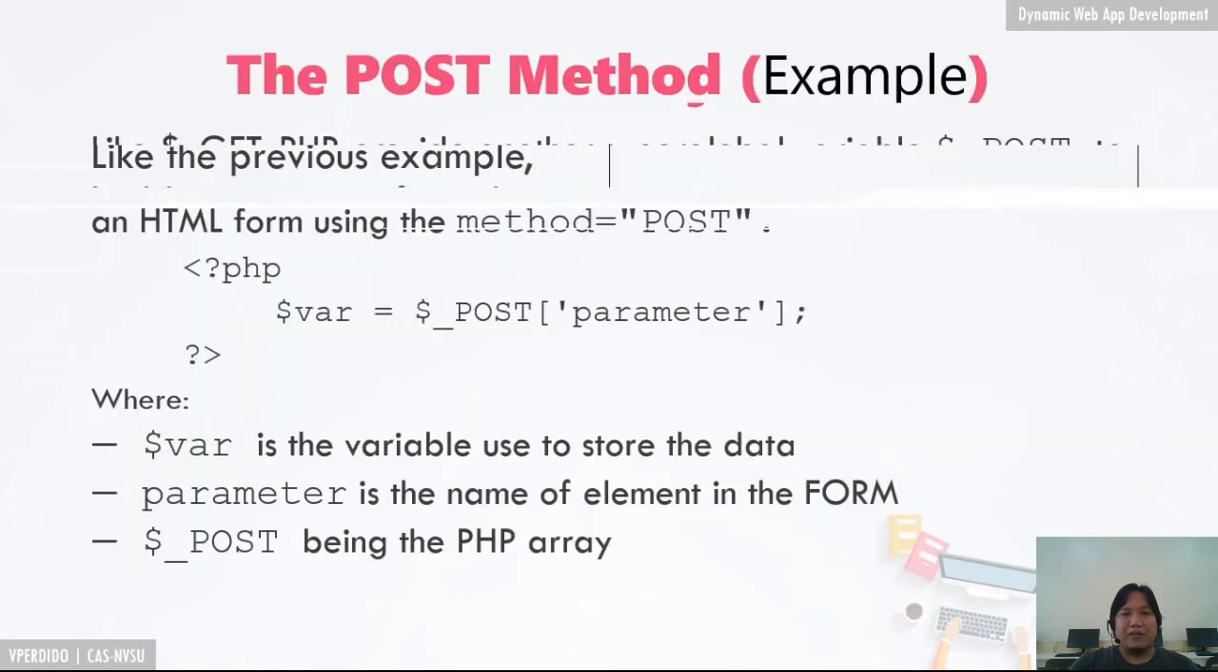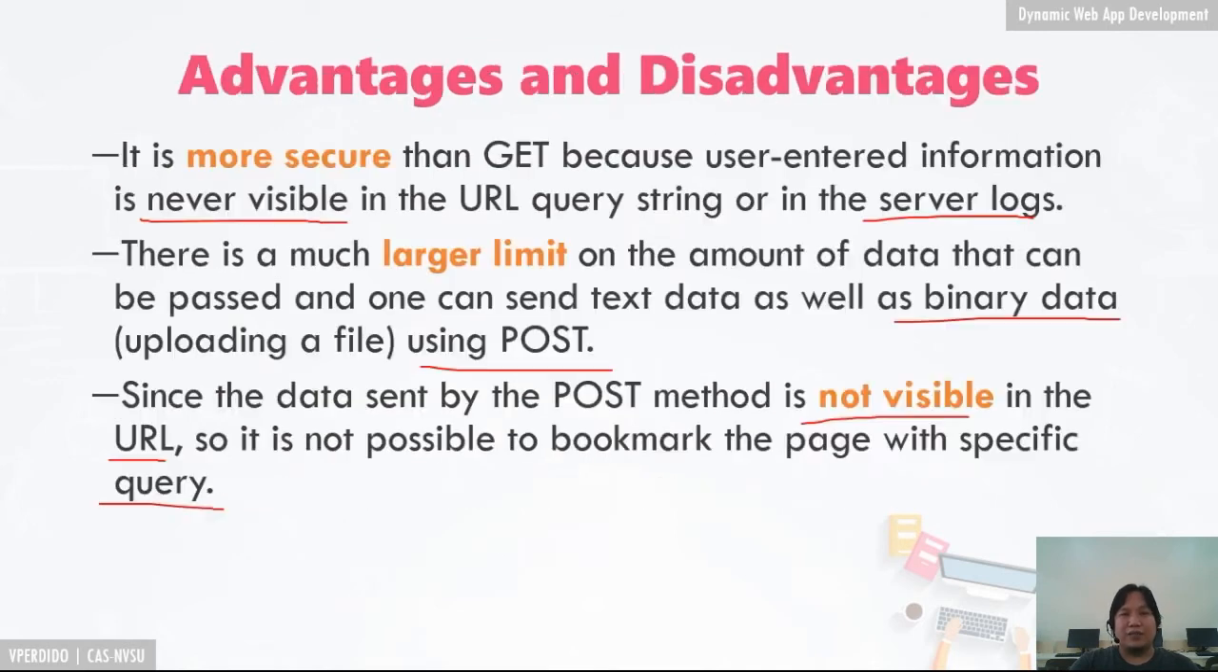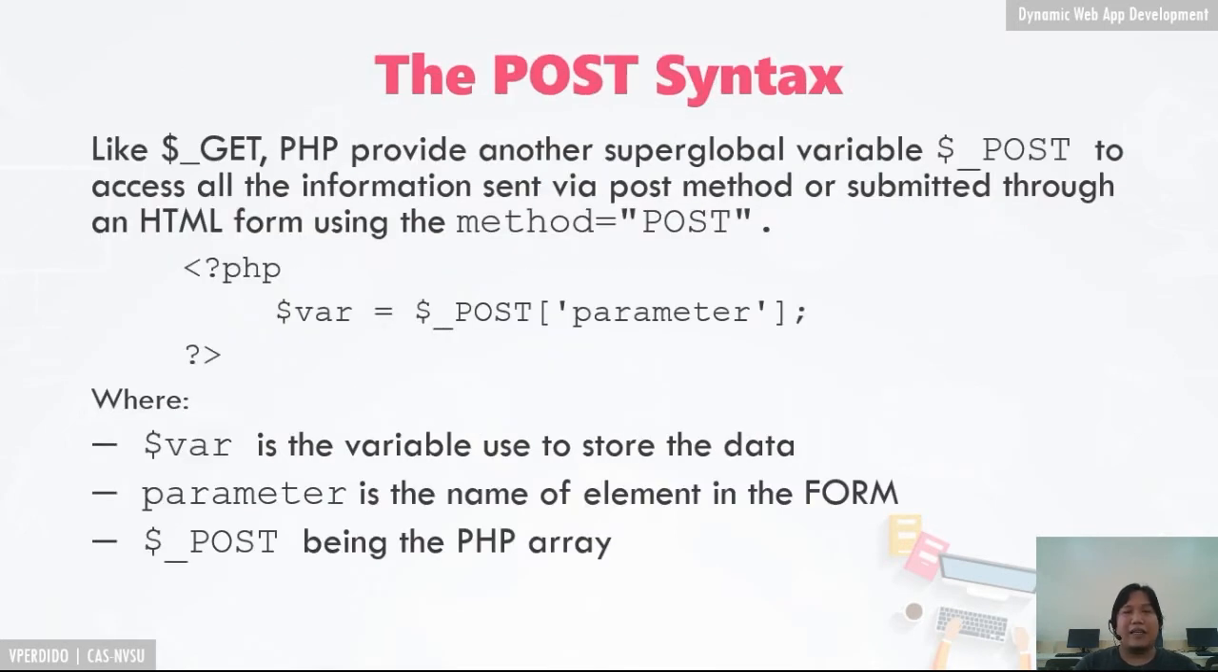Okay, so paano natin gagamitin ang post ngayon? Like the get method or the super global variable get, meron din pong super global variable na ginagamit ng post. At ito na nga po siya, yung ating $ sign with underscore, and we have the uppercase letters na POST po. Okay, wherein this is used to access all the information sent via post method or submitted through our HTML forms using again our attribute method which is equal to post.